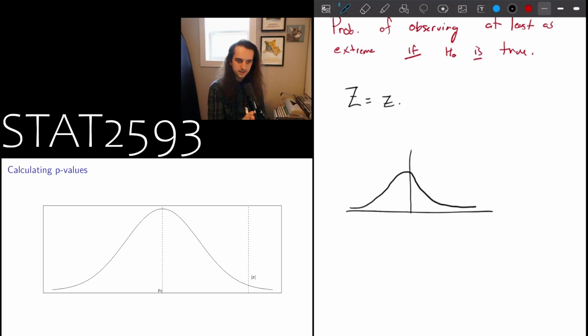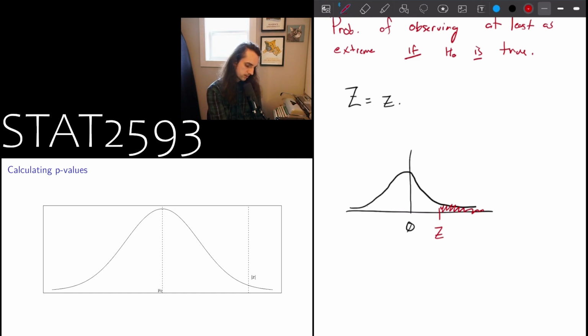And it's poorly drawn. It's better drawn on the slide, but that's okay. So we're going to have 0 here, right? Or it could be centered at mu naught, but if we've already centered it using that standardization procedure, then it's being centered around 0. And we're assuming that we observe some value of z, right? Now, of course, anything that's above z is at least as extreme, right?